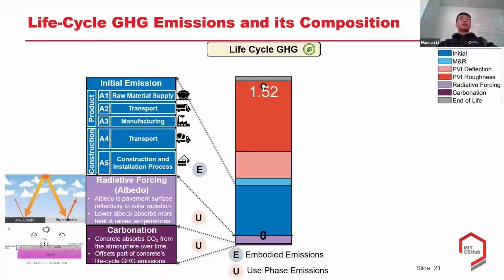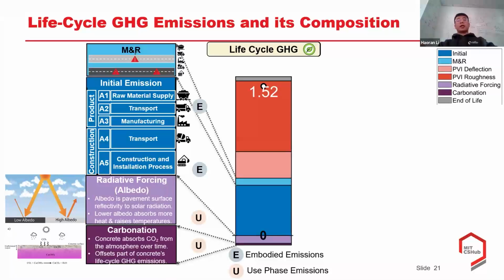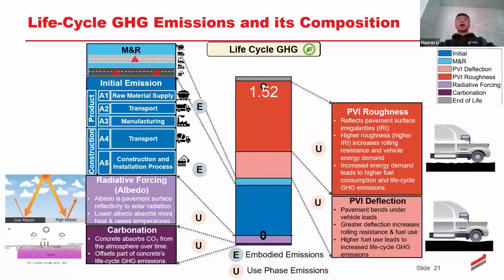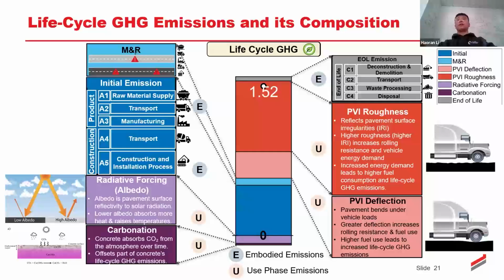And the dark blue is the embodied emissions, including A1 to A5 from my EPD or embodied emissions. And also the M&R, also corresponding to this A1 to A5, which are the emissions related to the M&R activities. Also, because of the pavement long-term performance, its deflection and roughness, those are also components of my use phase. And also the enough flex.